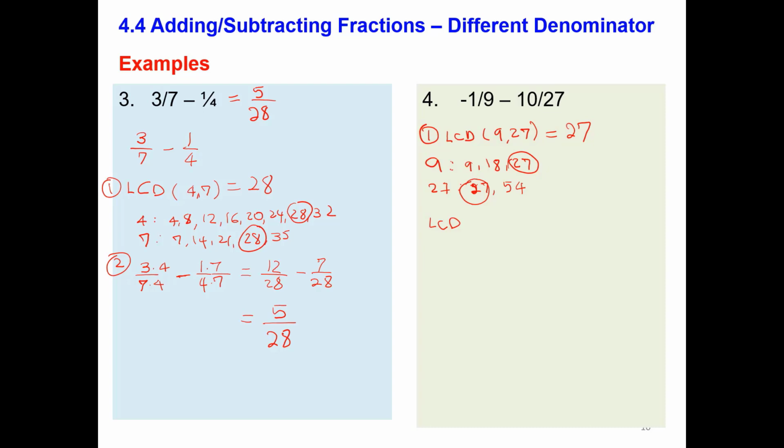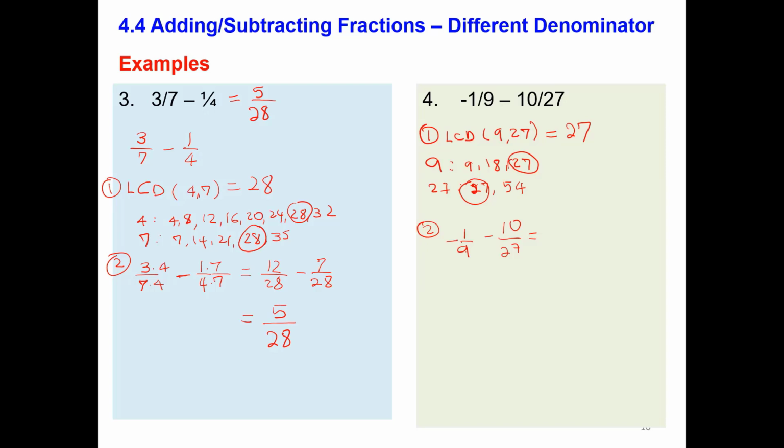The next step is to find the equivalent fraction. Then this is step number 2. We need to find the equivalent fraction. Let's write the problem again here. 1/9 minus 10/27. We want equivalent fractions with 27 as the denominator.